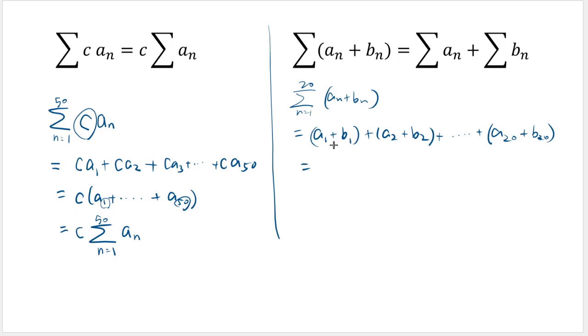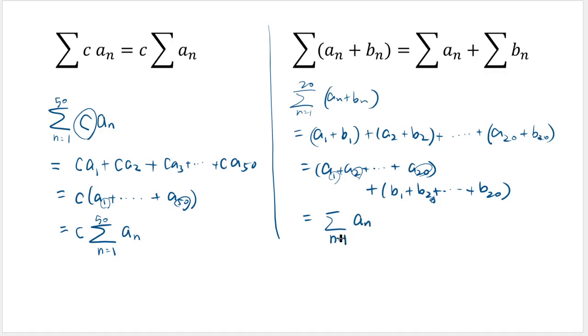And then you can just gather the a's together and b's together, so you have a1 plus a2 all the way up till a20, and then plus b1 plus b2 all the way up till b20. And they can now separately be expressed using sigma. So this first one will be, these numbers change, so those are like n's. So it's a_n, where n goes from 1 through 20.